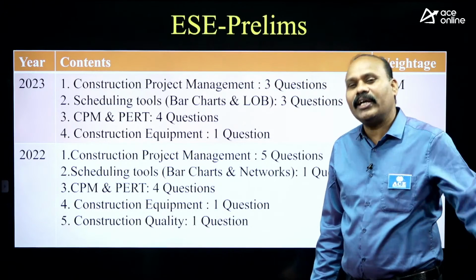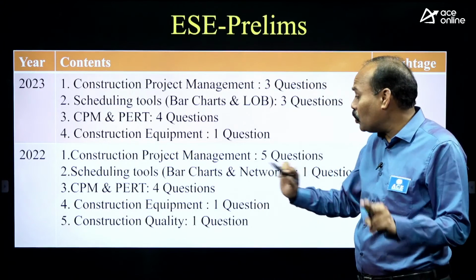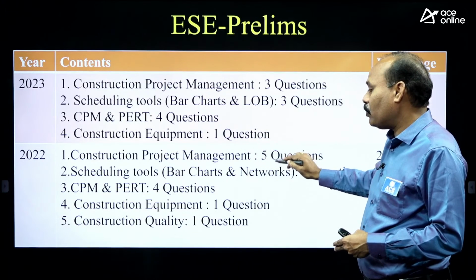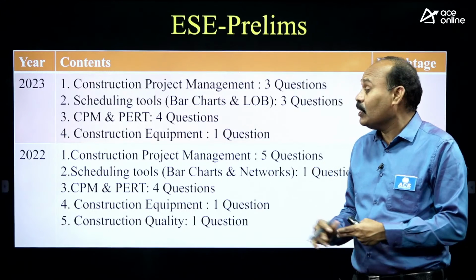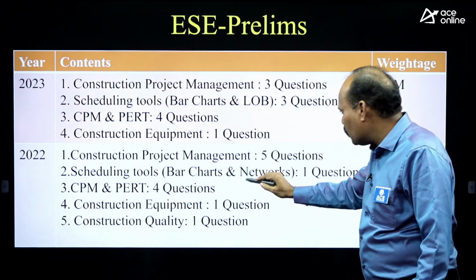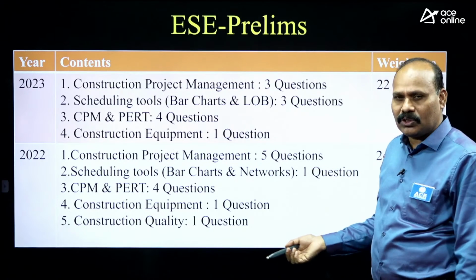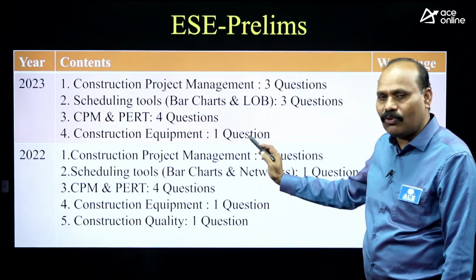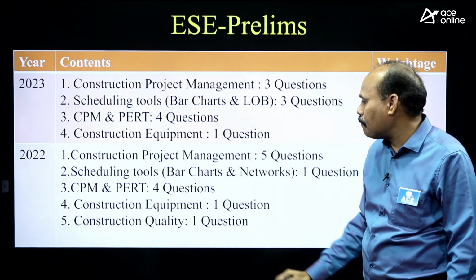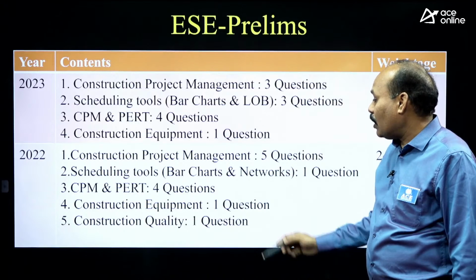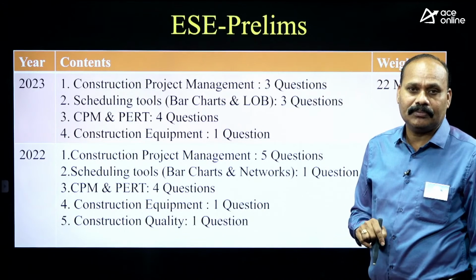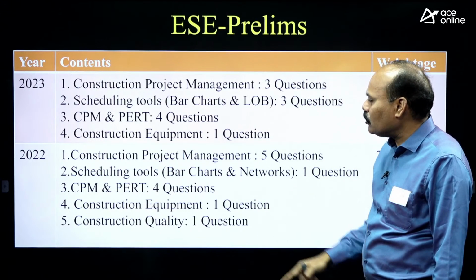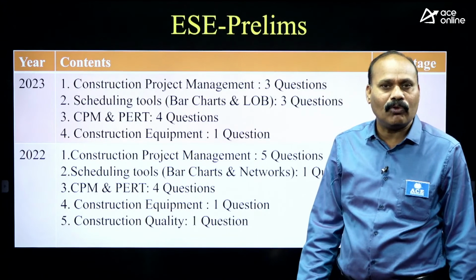2 questions are really difficult. I'm telling you, you could not manage 2 of them. So out of 5 questions, 3 questions you can comfortably manage. Next, scheduling tools, bar charts and network diagrams, 1 question, a straightforward question. CPM and PERT, 4 questions. These 4 questions you can manage because they are numerical oriented. And construction equipment, 1 question. And 1 quality related question is there. So a construction quality question you could not find in 2023, but in 2022 we had 1 question from quality.